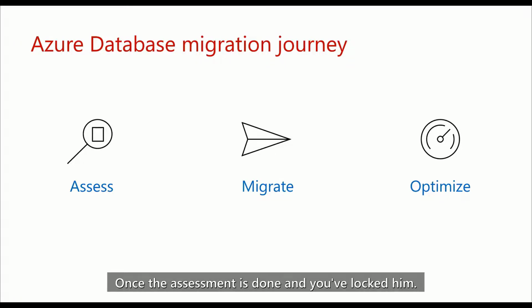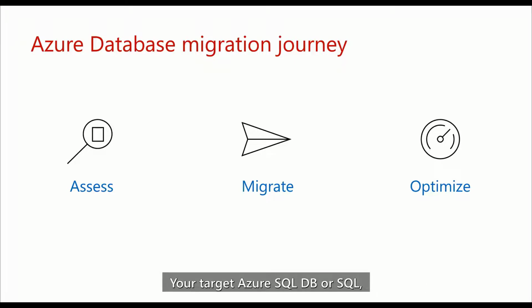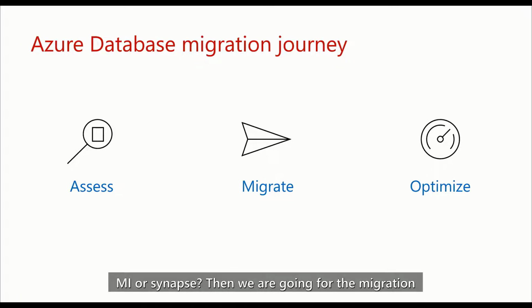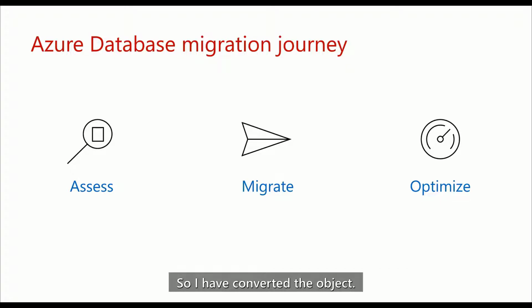Once the assessment is done and you've locked in your target, Azure SQL DB or SQL MI or Synapse, then we are going for the migration phase. The migration phase is actually the conversion of the schemas, the objects, and also the data movement. So I have converted the objects, I have my project, deployed the project, moved all the data, validated that the data is correct, and then, of course, optimize.